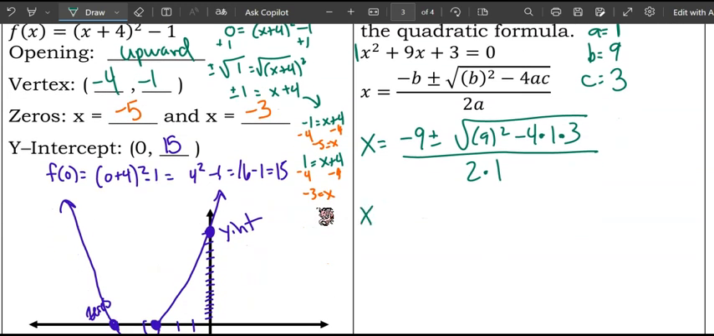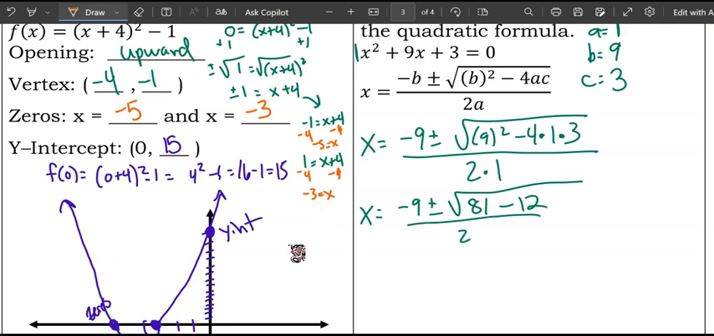All right, we have x equals -9 plus or minus the square root of 81 minus 12 all over 2. Okay, 81 minus 12 is 69. 69 is 3 times 23. Those are both prime numbers and they're not perfect squares. So we have our solutions.